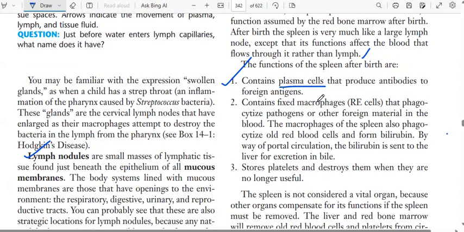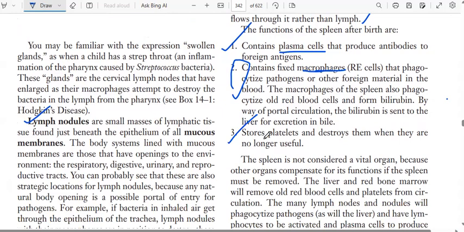It also contains fixed macrophages that phagocytose pathogens or other foreign material in the blood. The macrophages of the spleen also phagocytose old red blood cells and form bilirubin, by way of portal circulation. The bilirubin is sent to the liver for excretion in bile. So the second cells contained in the spleen are macrophages. They kill any pathogen in the blood. When our own red blood cells are damaged or die, the macrophages eat them and release bilirubin. Bilirubin is sent to the liver and excreted by the bile through the feces.